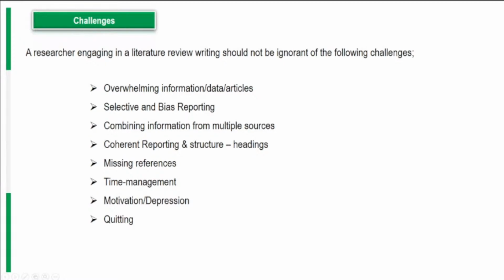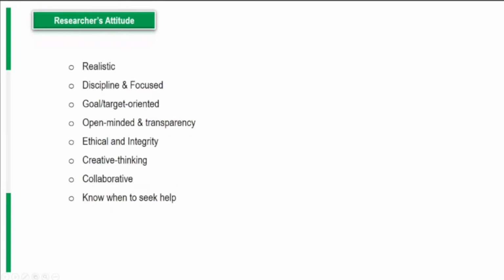And then one of the challenges is lack of motivation. When your motivation span has depleted, you can also be depressed while writing. I was depressed while writing this review paper. I tried to stop, but when I looked at how much work I had done and what was left, I had to gather myself. In moments when you are depressed, you seek help. And one of the challenges is quitting. Like I said, when you are depressed, of course, you think of quitting.